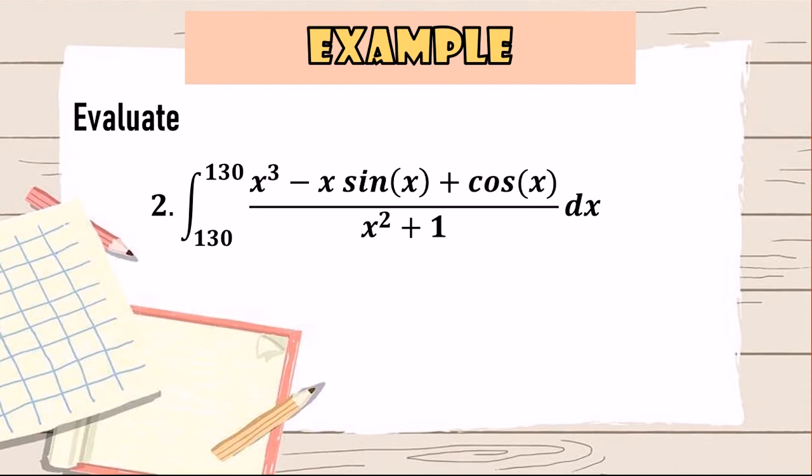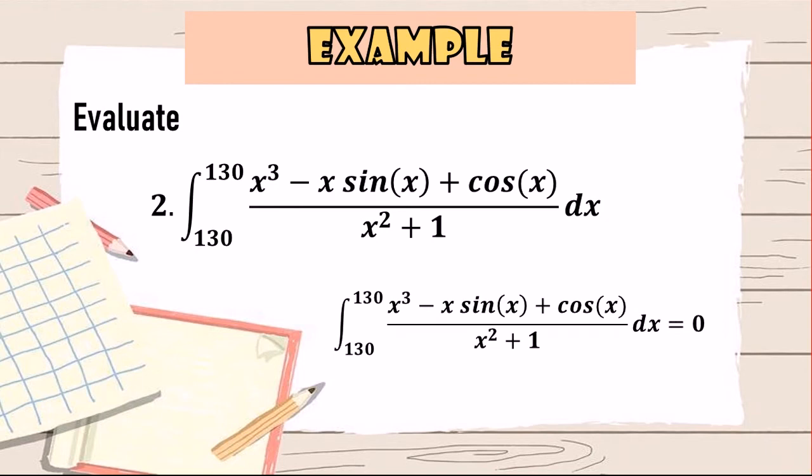Example 2. Evaluate the definite integral of (x cubed minus x sine of x plus cos x) over (x squared plus 1) dx from 130 to 130. There really isn't anything to do with this integral once we notice that the limits are the same. So using the second property, this definite integral equals 0.